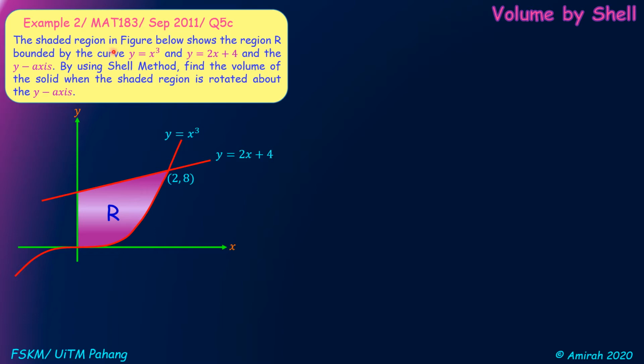The shaded region in the figure below shows the region R bounded by the curve y equals x cubed and y equals 2x plus 4 and the y-axis. By using the shell method, find the volume of the solid when the shaded region is rotated about the y-axis.